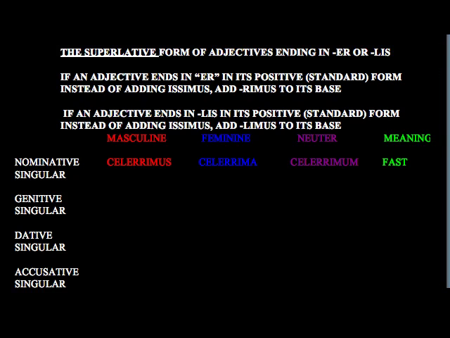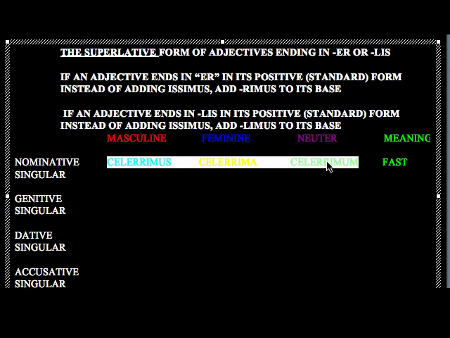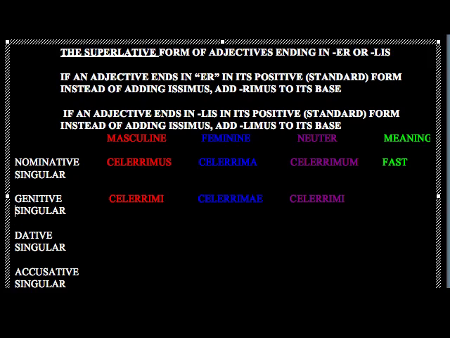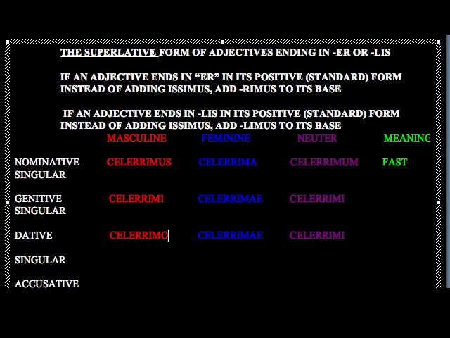And the rest of the forms stay the same. It would be celerrimi, celerrimae, and celerrimi again. And then, of course, the dative would be celerrimo, celerrimae, celerrimo, etc. I'm not going to go through all of these forms again, but hopefully you see that the pattern in terms of case endings is the same. The only difference is the errimus instead of the issimus. Now, adjectives that end in lis, like facilis or difficilis or similis, are similar. Instead of adding issimus again, you're just going to add limus to go with that L sound. So we'll try another one on the next page.